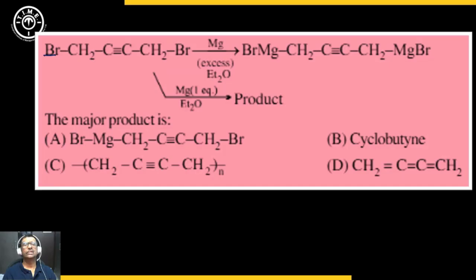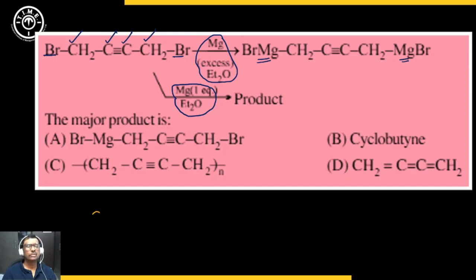There is a Br here, there is a Br here. I think it's a symmetrical molecule. C triple bond C, on either side CH2Br, CH2Br. With excess of Mg in dry ether, this part is also getting an insertion of magnesium, even that part. But what if only one equivalent of magnesium is given in dry ether? That we need to check now. Look at this now.